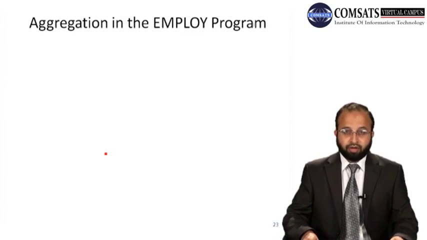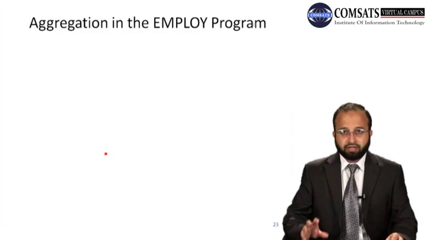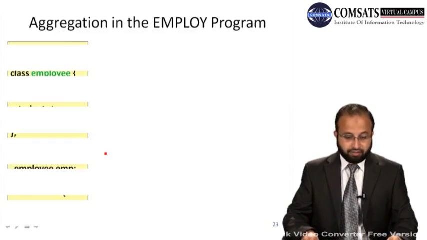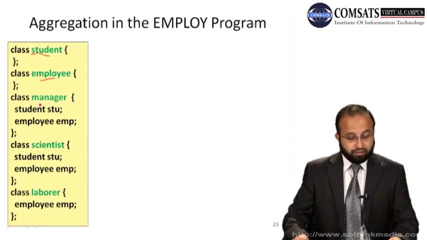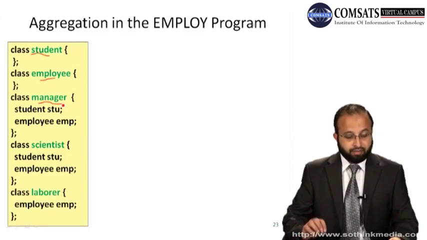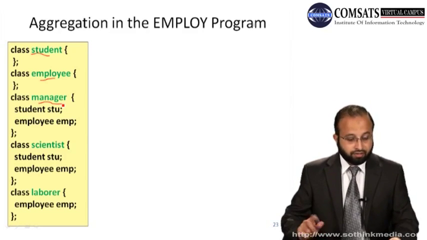So aggregation in the employee program. The employee program will be in your mind. We have an employee class, we have a student class, we have a manager class, a scientist class and a laborer class. I am not going into the details of the class definitions. There is a student class and an employee class. Now we did not use inheritance, okay. We haven't written that manager is inherited from employee and student.